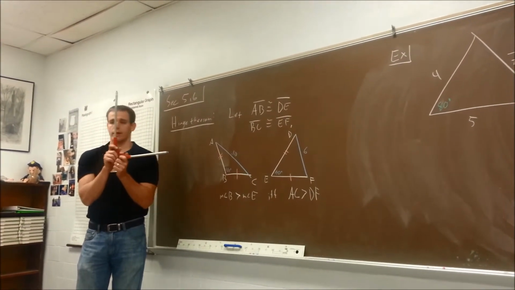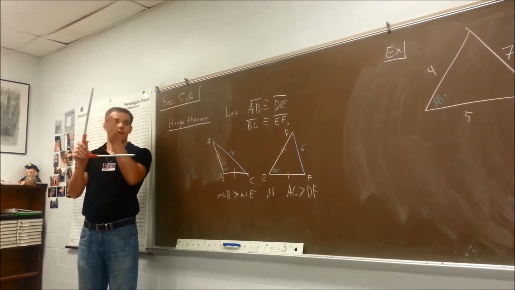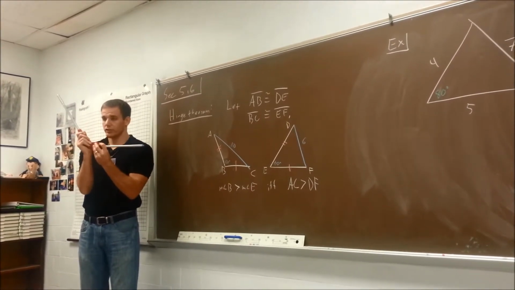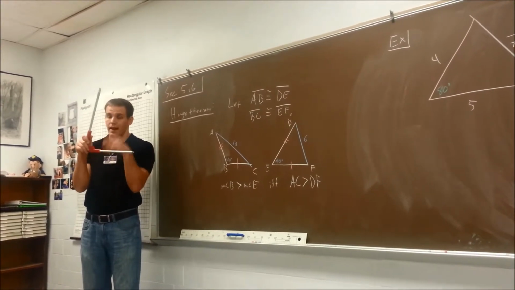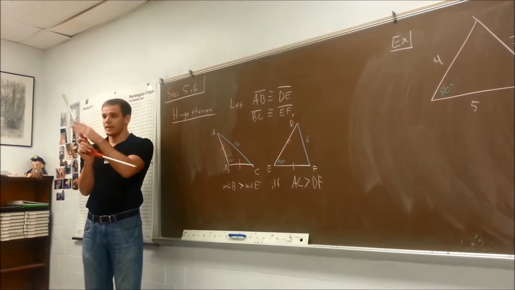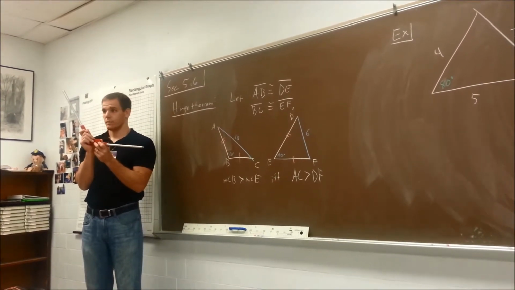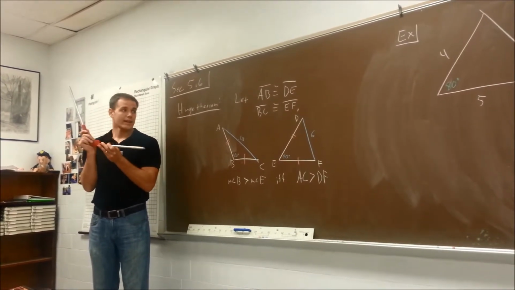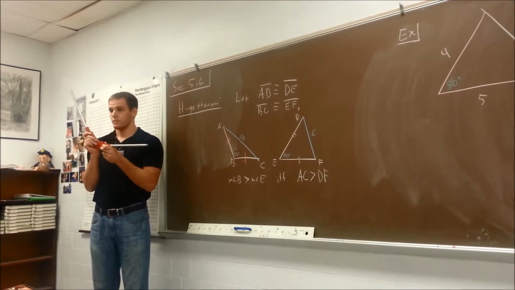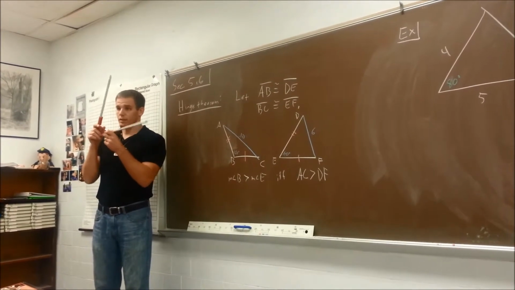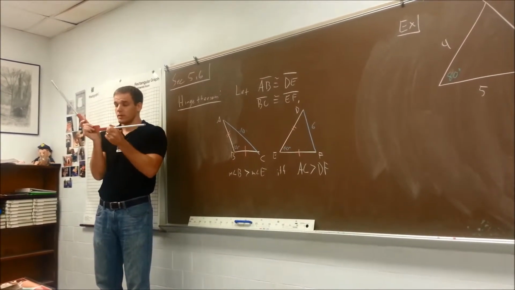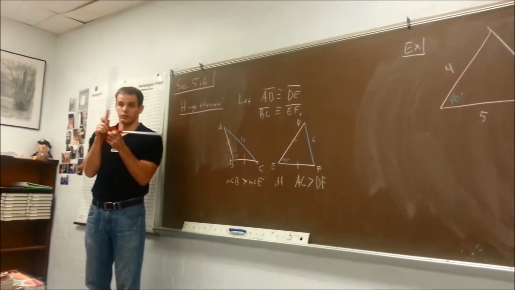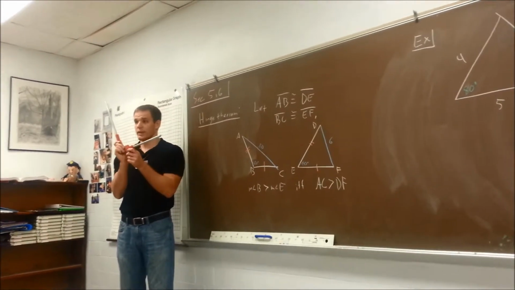Let's say we have this triangle right here. Here's AB, triangle 1. Now this is triangle 2. Ready? Would you agree that AB and DE are the same? Yes? Would you agree that BC and EF are the same? Okay. Which one's bigger? Angle 1 or angle 2? Angle 2 is bigger, right?